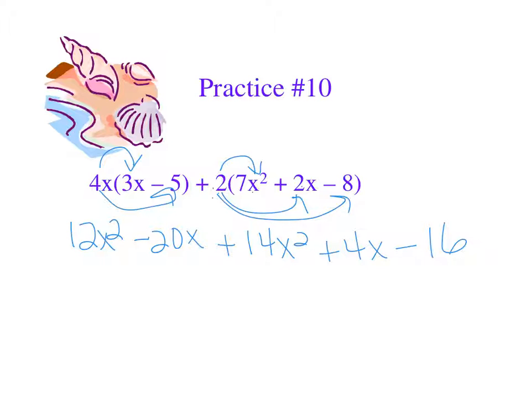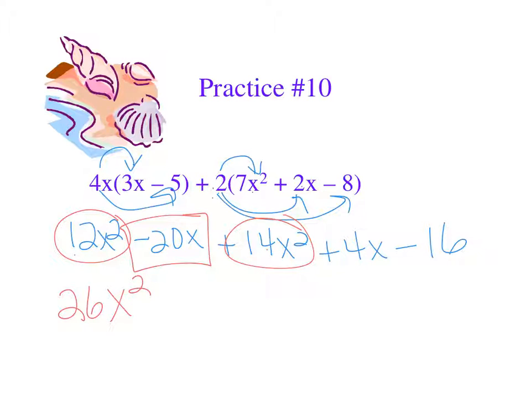So now I have to combine my like terms. Here are my x squareds. They both have an x squared, and I do the math with the numbers in front. I just add them. Then I have two terms with an x, so I rewrite my x and do the math with the numbers in front. And then finally I have a plain old 16 to bring down.